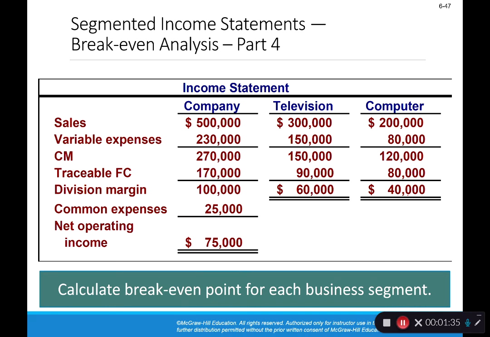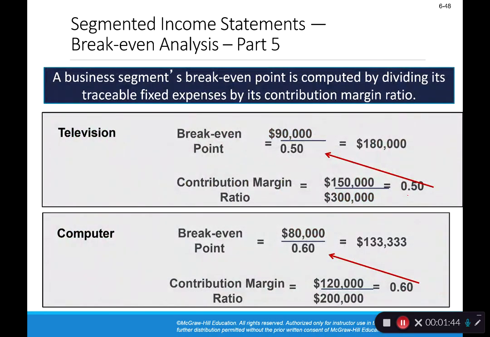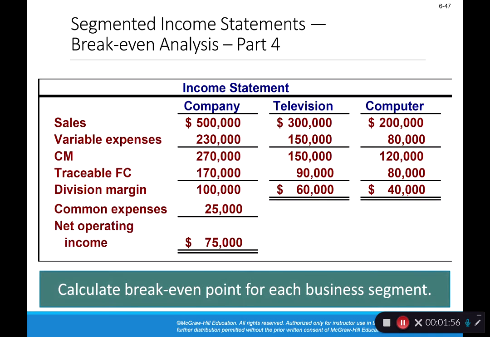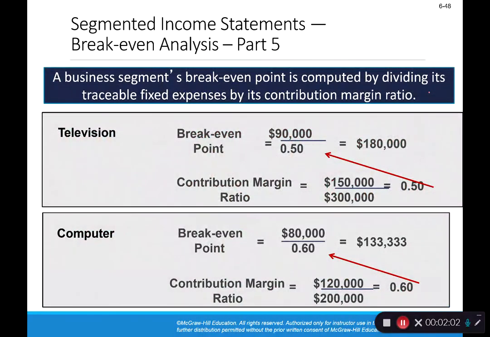We can also calculate the break-even point for each segment. So to do that, we're going to focus on the fixed cost and the CM ratios of each individual segment. So for television, our fixed costs that were traceable were 90, and for computer, it was 80. And then we get our contribution margin ratio by taking the CM of each segment divided by the sales. So you can see 150 and 300 for TV, and then 120 and 200 for computer. So that's where these numbers are coming from. And then that tells us the amount that we need to sell in each division in order for that division to break even. We're not including common fixed costs in this analysis.